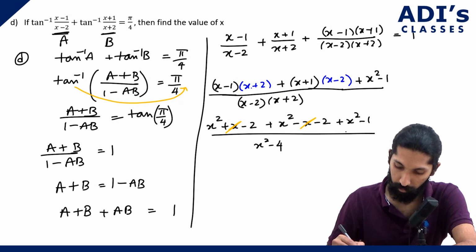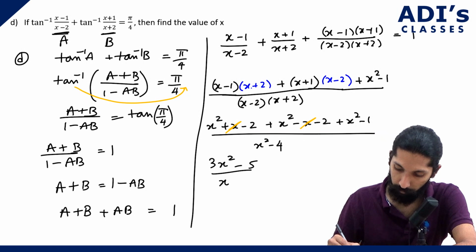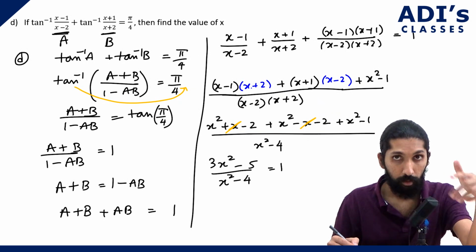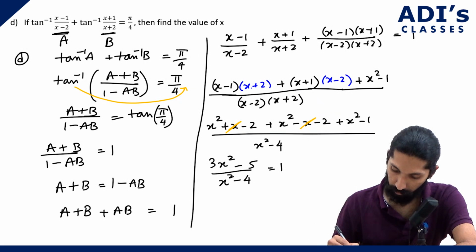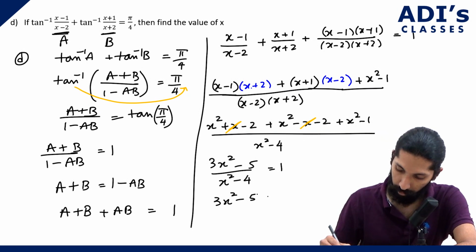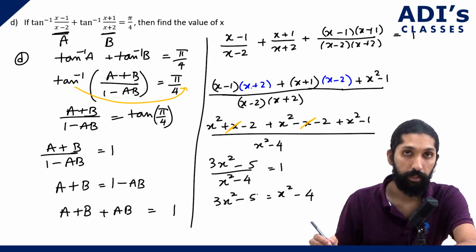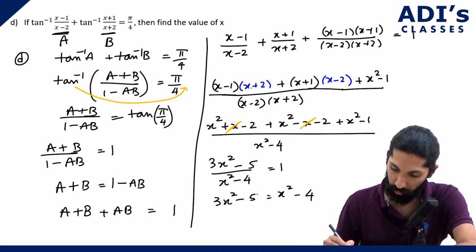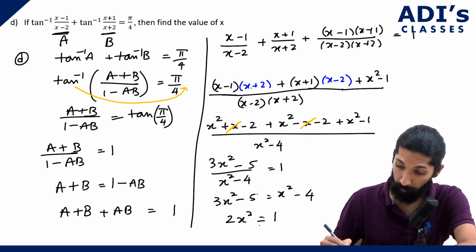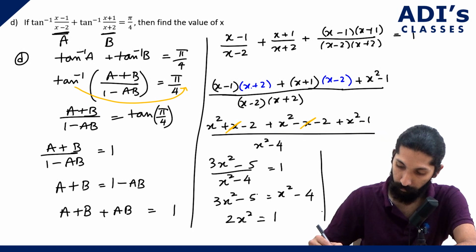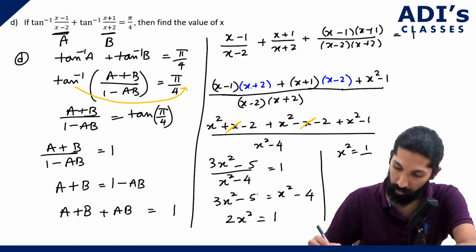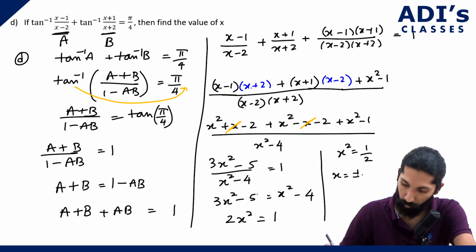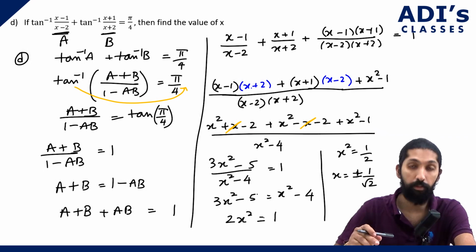X square plus x square plus x square: 3x square minus 5 by x square minus 4 is equal to 1. Cross multiply. 3x square minus 5 is equal to x square minus 4. Right? So take it on the other side. So you are going to have 2x square is equal to 1. Correct? X square is half. So x is equal to plus or minus 1 by root 2. Alright, plus or minus 1 by root 2.